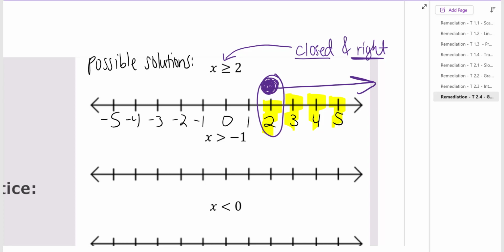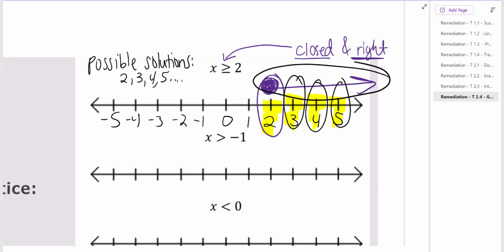So possible solutions include 2, 3, 4, 5, continue. Todos los números abajo la gráfica son soluciones. So all of them below the graph are possible solutions.